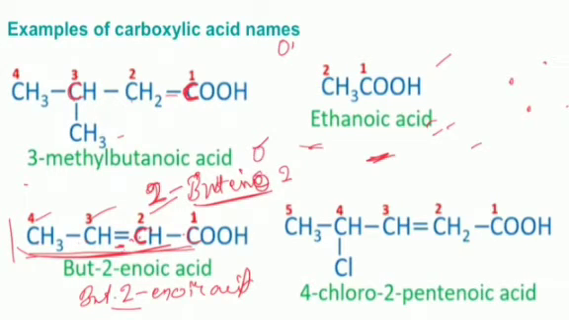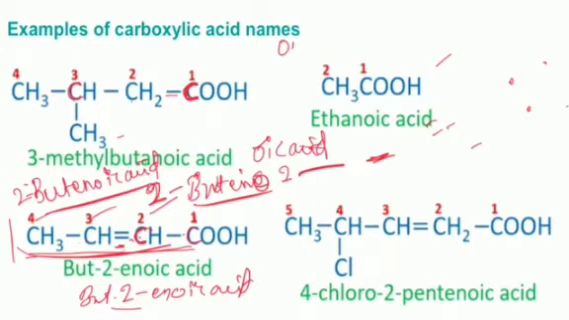In the place of the e, you write oic acid. Then the name is 2-butenoic acid. So this is another way to write the name for this compound. What is the first way? But-2-enoic acid. Either you write it like this, or 2-butenoic acid. The 2 indicates the position of the double bond. So you remember that one.